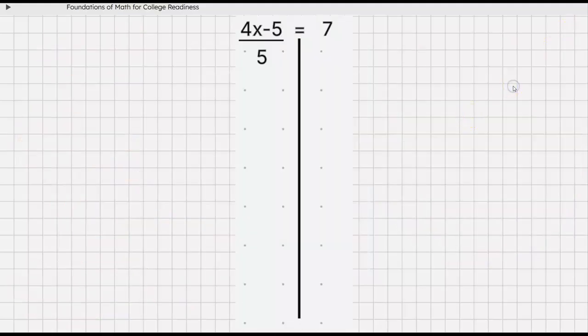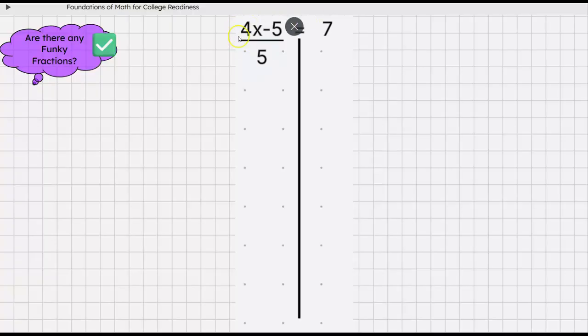Let's go on to the actual funky fractions. So what does a funky fraction look like? It looks like this, where we don't just have x in the numerator, we have an entire expression. So we're going to ask ourselves, are there any funky fractions? Yes, there's a funky fraction because we have an entire expression in the numerator.